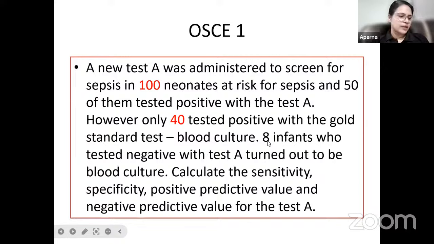Furthermore, we know that 8 of the neonates who tested negative with test A, let us say CRP, turned out to be blood culture positive. With this information, let us now calculate the sensitivity, the specificity, positive predictive value and negative predictive value of the new test A.